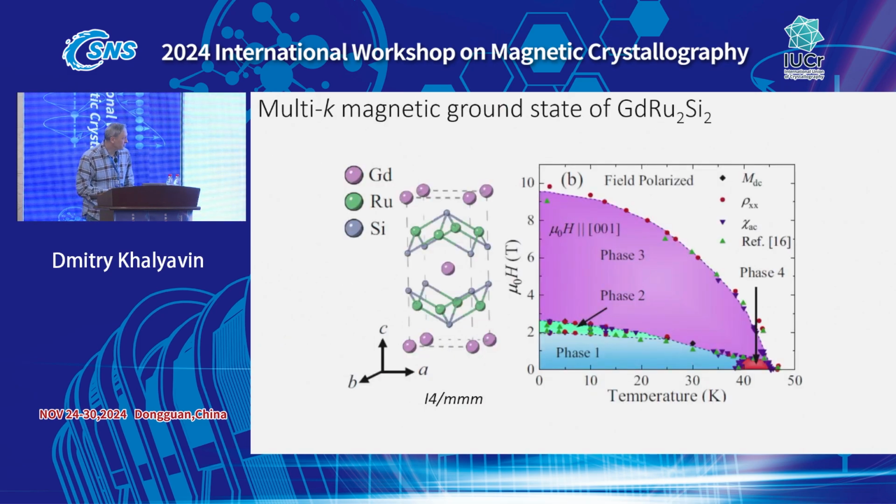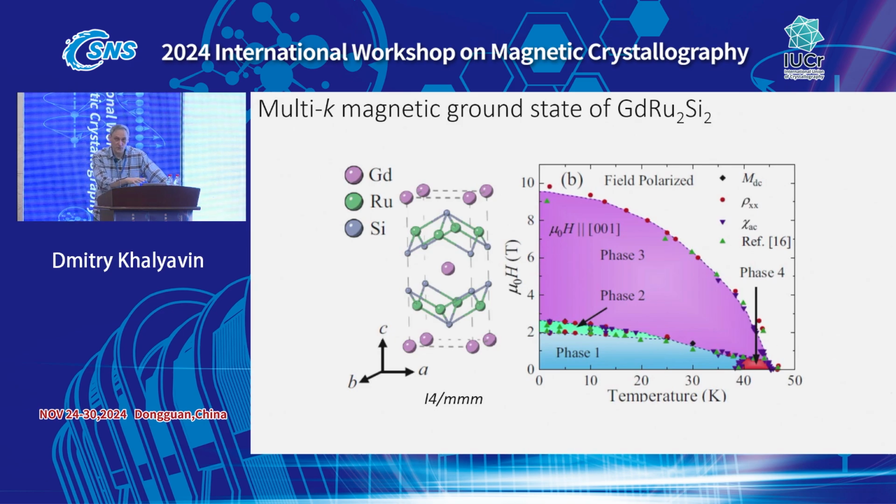Okay, and now let me see how much time I have. 15 minutes. So I'll show you how it works in some examples. Let's take this gadolinium ruthenium-2 silicon-2. This is a centrosymmetric skyrmion host, which was very recently discovered, and people are very excited about that.